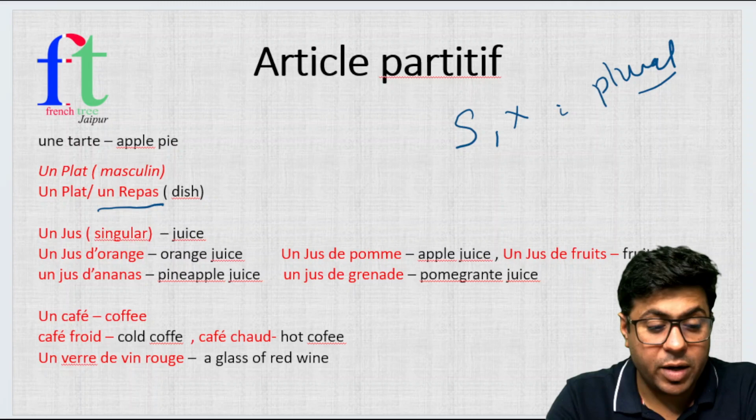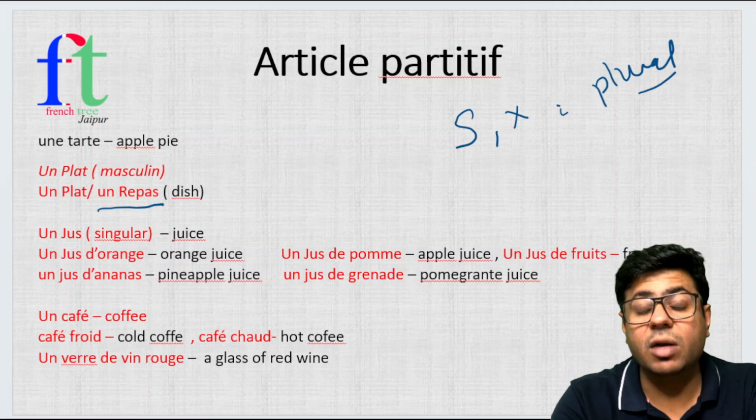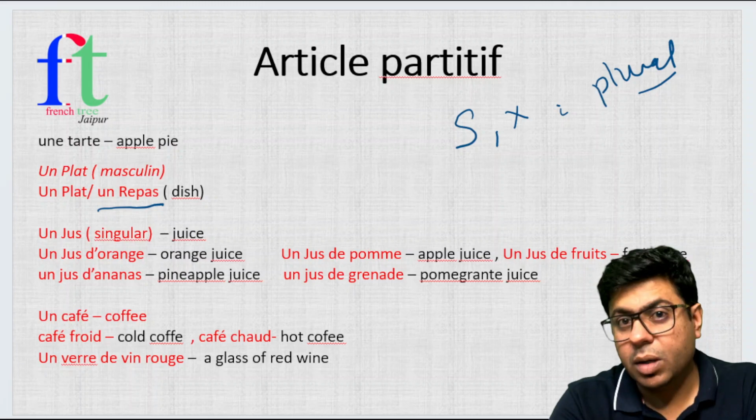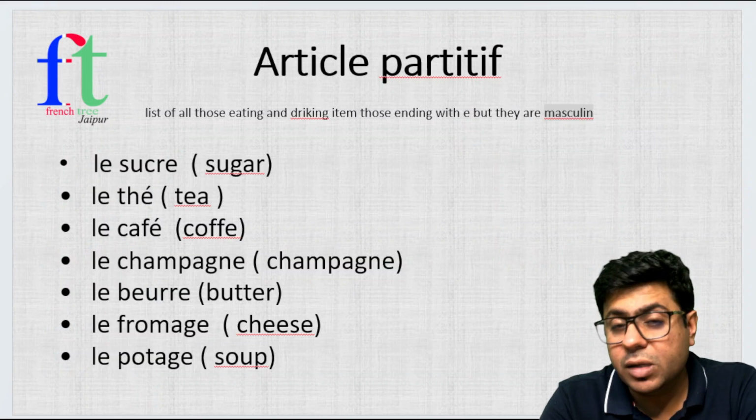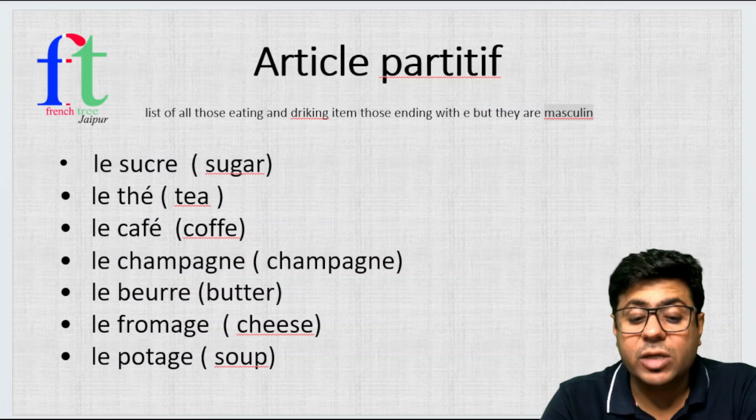So I expect you have noted this vocabulary. You will not face any problem finding the gender of the noun, because gender plays a very important role in this grammar. Without knowing the gender, you will not get the final answer or a good result. I told you most of the nouns that end with e are feminine, but we have created a list. They end with e, but actually they are masculine.